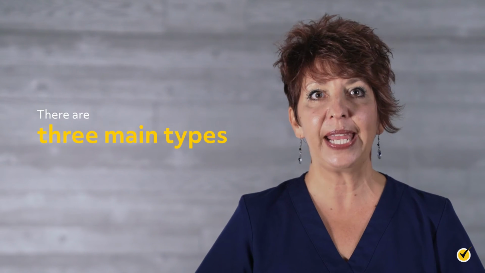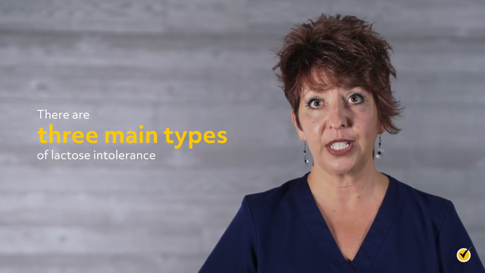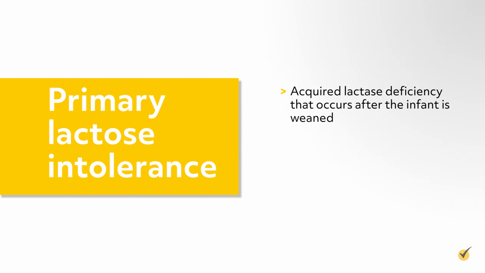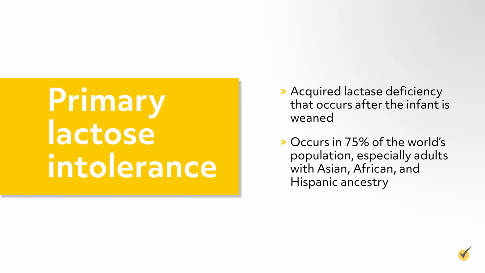There are three main types of lactose intolerance. Primary lactose intolerance is an acquired lactase deficiency that occurs after the infant is weaned and occurs in 75% of the world's population, especially adults with Asian, African, and Hispanic ancestry.